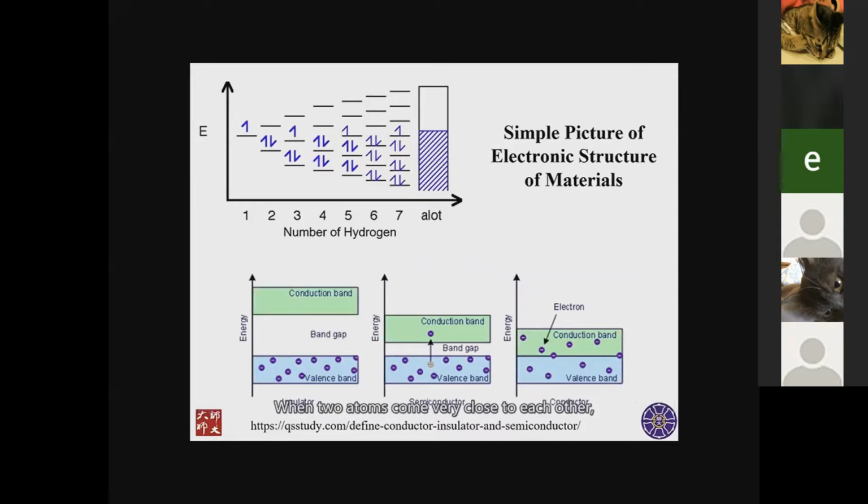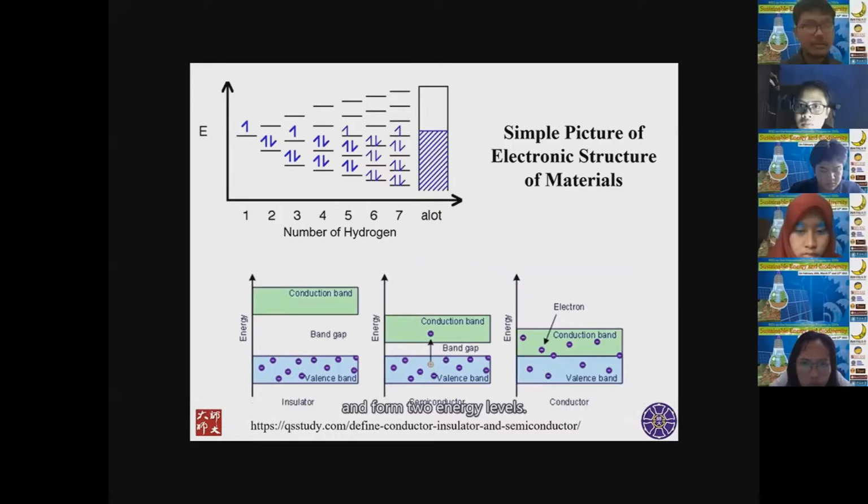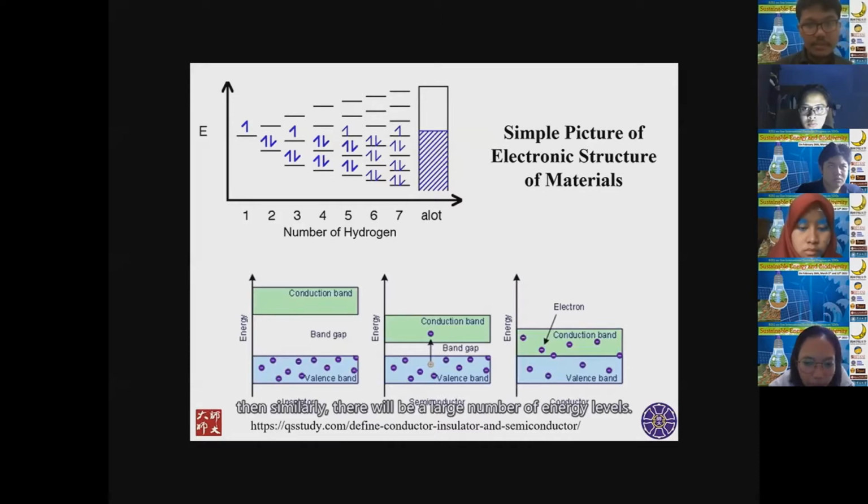First of all, when two atoms come very close to each other, the atomic orbitals of each atom overlap with each other and form two energy levels. Now, as a lot of atoms approach each other and eventually form a solid, similarly, there will be a large number of energy levels. And because the energy gaps between these energy levels are small, these energy levels can be regarded as energy bands. That is, the energy of electrons is distributed in a range.